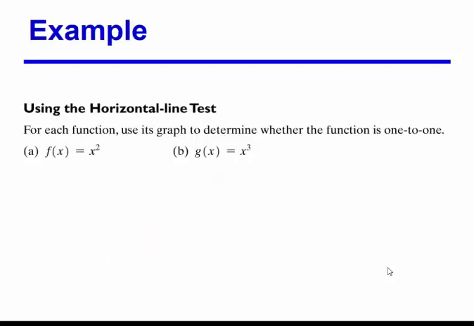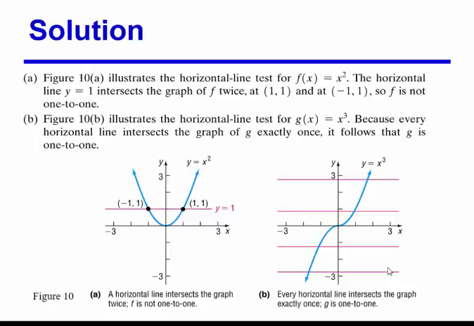We're going to also use the horizontal line test for each one of these, A and B. A is f of x equal to x squared. B is g of x equal to x to the 3rd power. For A, you can see that f of x equals x squared is not a one-to-one function. The horizontal line y equals 1 intersects the graph of f twice, at (1, 1) and (-1, 1). So f is not a one-to-one function. For B, we can see from the horizontal line test that for g of x equals x cubed, every horizontal line intersects the graph of g exactly once. It follows that g is one-to-one.